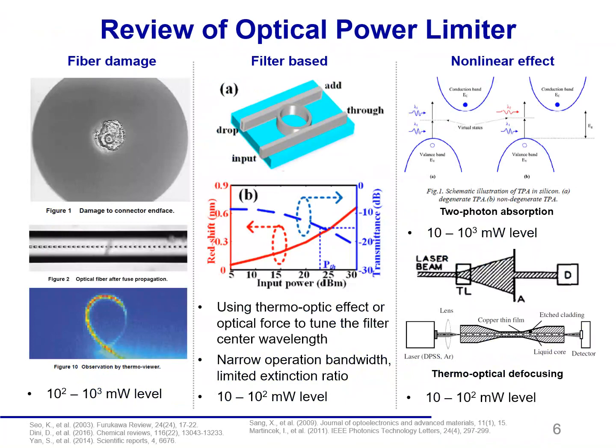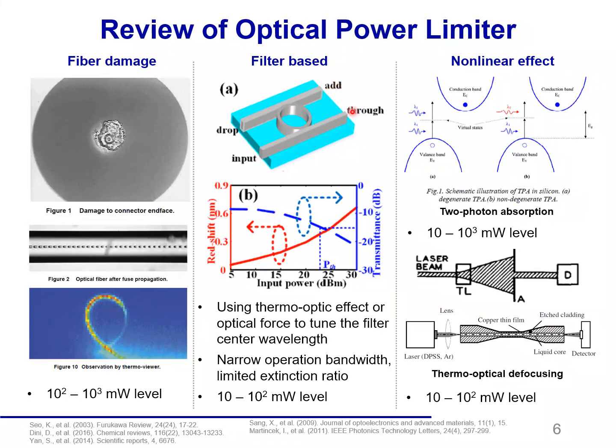There are a lot of previous work that could provide energy bound in an optical system. One could depend on the fiber damage threshold, including the damage to the connector, fiber itself, or the cladding. It could provide a limit about 10 to the power of 2 to 10 to the power of 3 milliwatts. And another type we can categorize it as the filter-based.